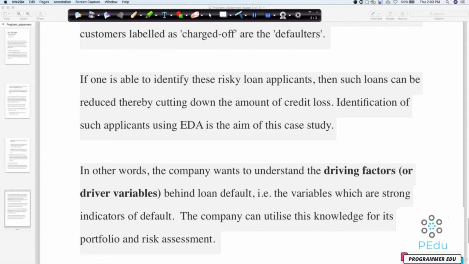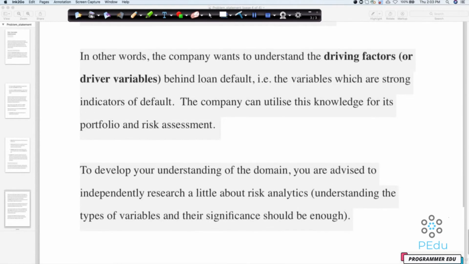So here also, as I said, we are not going to use any machine learning concept. It will be completely through EDA. In other words, the company wants to understand the driving factors behind any loan defaults. That is, can we determine the variables which are strong indicators of default? The company can utilize this knowledge in the future for loan giving.